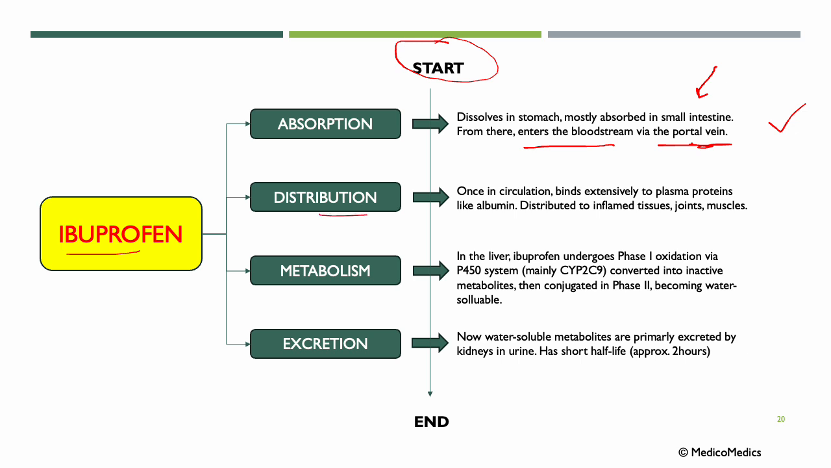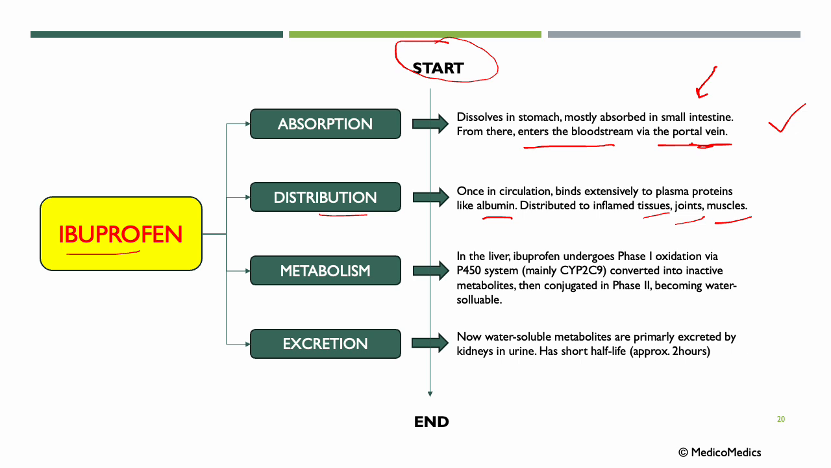Then we have distribution. So once in circulation, ibuprofen is extensively bound to plasma proteins like albumin. And then it is distributed to inflamed tissues, joints, and muscles.